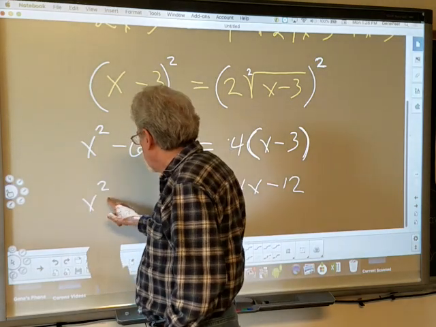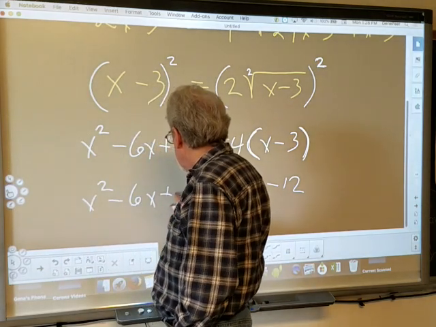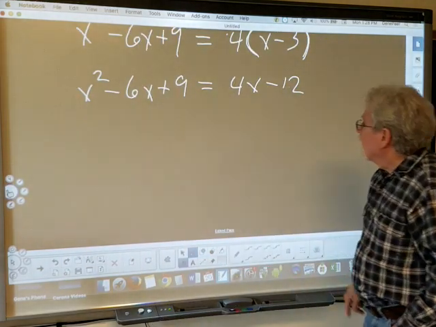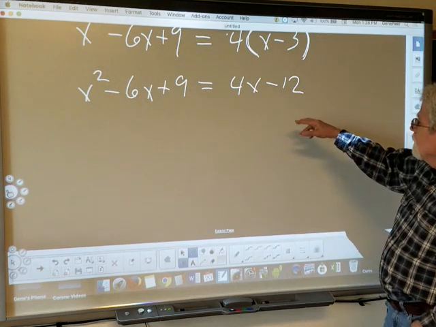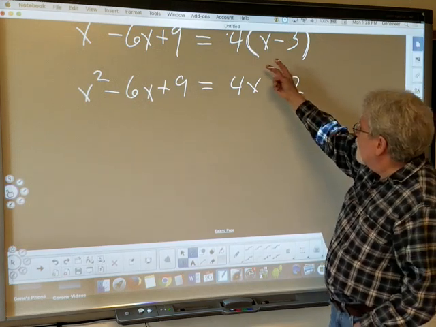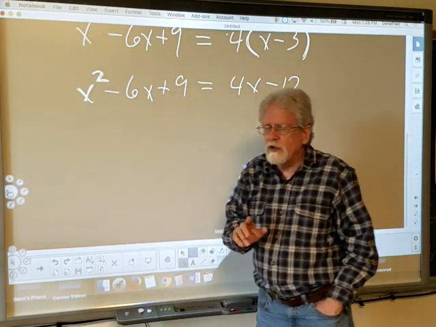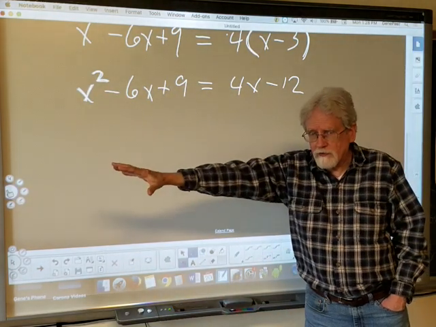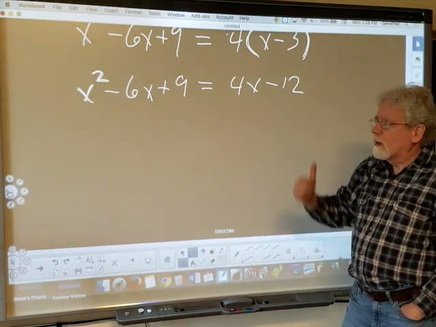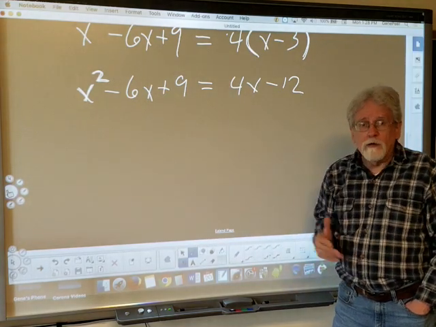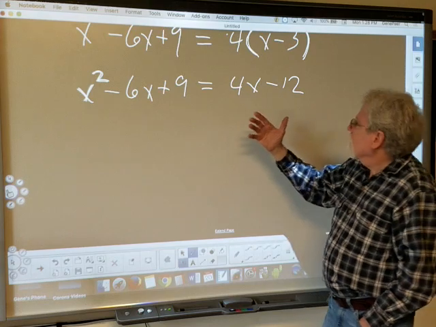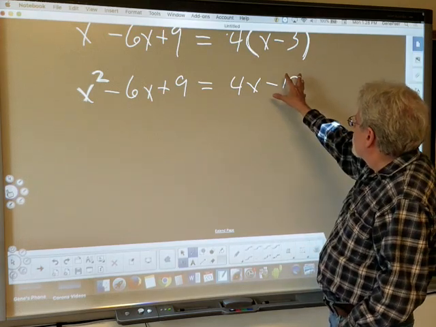Here, x squared minus 6x plus 9. And then from there, we will do what? Let's add 12 to both sides. Because we have an x squared involved here, we need to get everything to the left side, get a 0 on the right side, and factor. So, yes, what we're doing, add 12 to both sides.